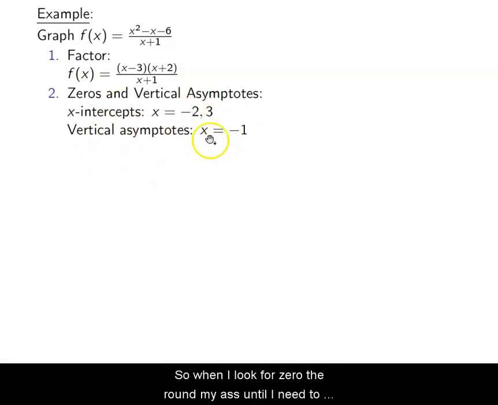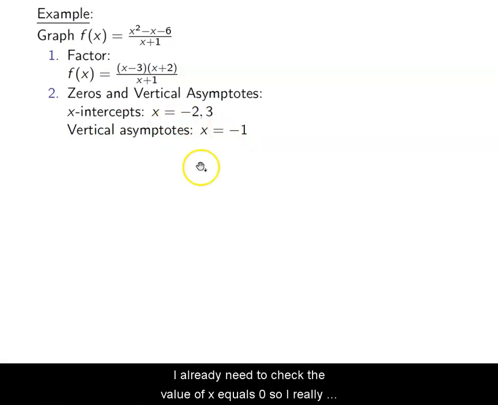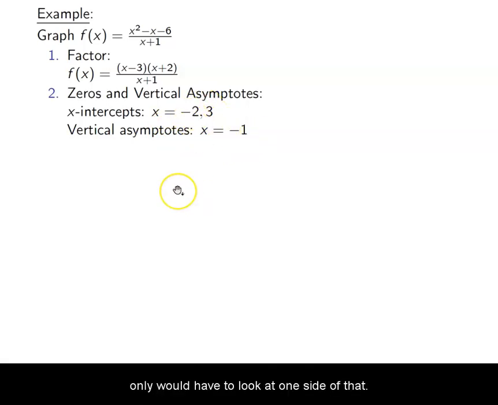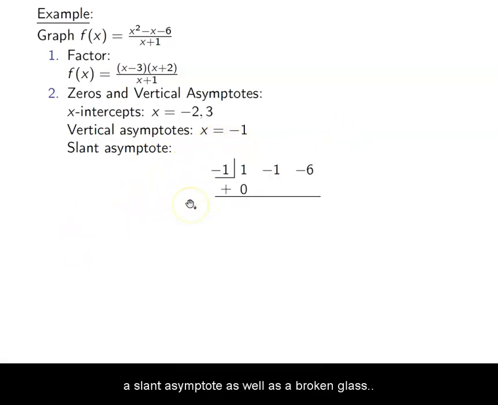So when I look for zeros around my asymptote, I need to plug in values in between -2 and -1, and also between -1 and 3. However, between -1 and 3, I already need to check a value of x equals 0, so I really only would have to look at one side of that, right? Now, since the degree between the numerator and denominator is a difference of 1, I have to find the slant asymptote. I'm going to have a slant asymptote as well as a vertical asymptote, right?